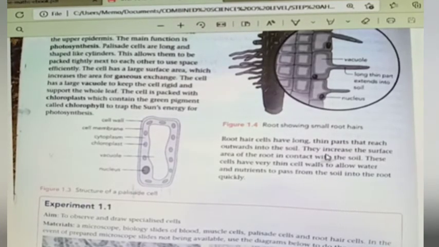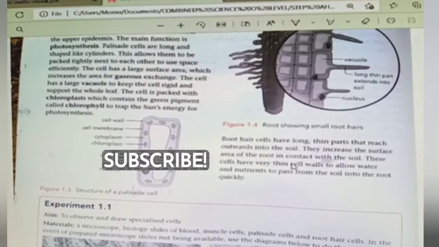The other thing, they increase the surface area of the root in contact with the soil, meaning to say more water is going to be absorbed from the soil. Okay, so these cells have very thin cell walls to allow water and nutrients to pass from the soil into the root quickly.